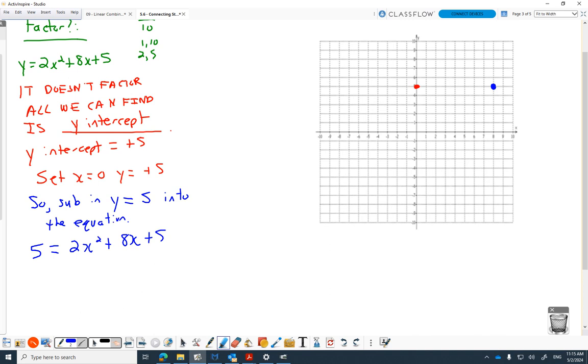I want to know, when does y equal 5? First move, bring that 5 over. So I get 0 equals 2x squared plus 8x plus 5 minus 5, and something that makes me very happy happens. What's plus 5 minus 5? 0. And my factoring just got way easier.